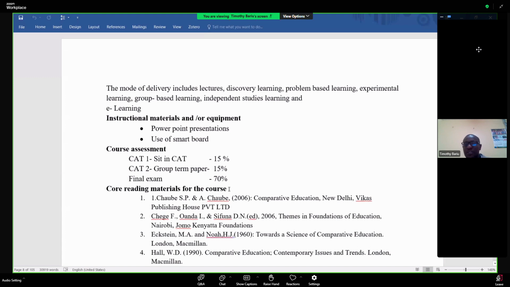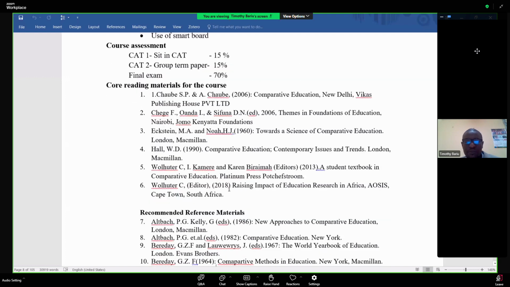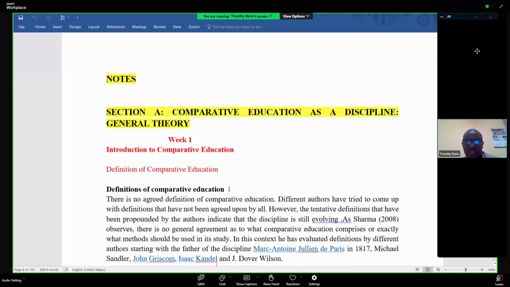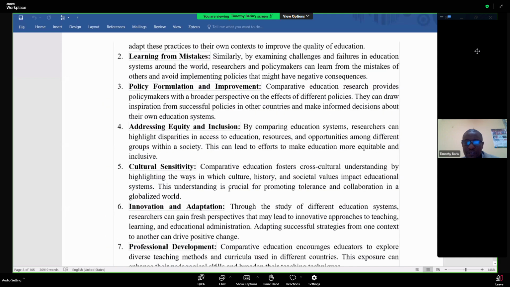As I said earlier, we shall do a sit-in CAT for all the groups, and we shall also do assignments for the term paper for the second CAT. So when that time comes, please be informed. The manner you're going to use is your registration numbers, so you're not going to be specific on the groups. Groups are only for us to make sure that we perform the tutorials well and get an understanding of the concepts that we're talking about.